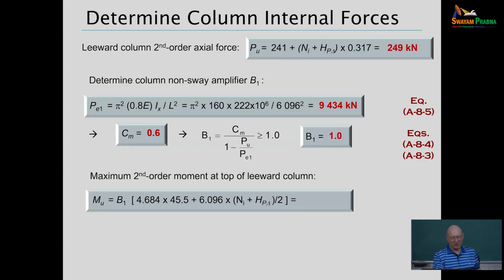Okay. All right, so the way the amplified story drift method works, we've got the moment at the top of the leeward column. Due to a unit vertical load, it would be 4.684, but the vertical load is actually 45.5. And due to a new unit lateral load, it would be 6.096.